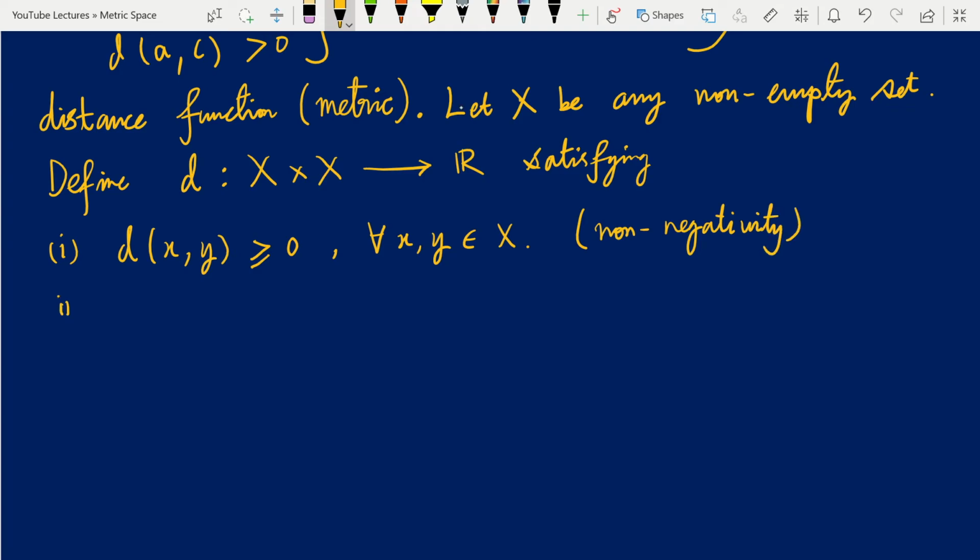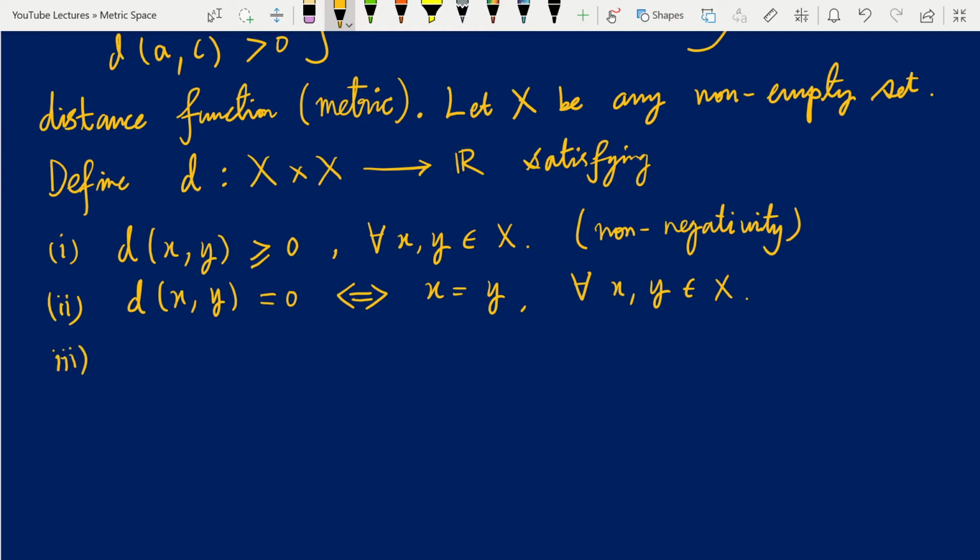The second fact that I want to be true: distance between x and y is 0 if and only if x equals y. Again, this is true for all x, y in X. So that means if two points x and y are the same, then their distance should be 0, and if their distance is 0, then both the points are the same. So that should be true.